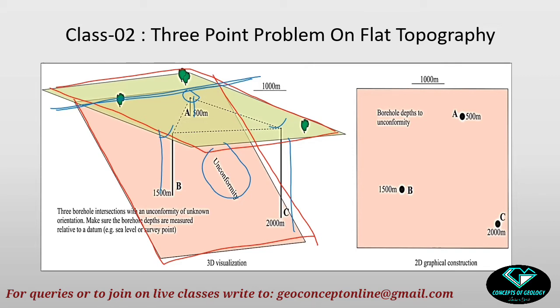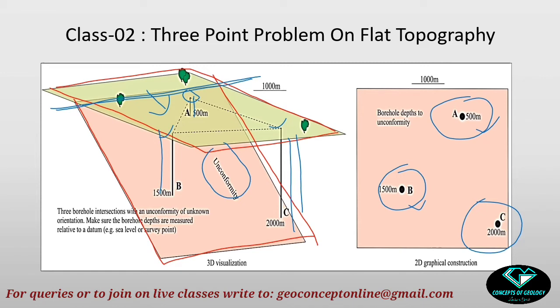Clearly, as the unconformity is dipping in this direction, the C borehole has to be drilled up to the maximum depth. Now I have prepared a map view for this area, and on the map view I have 3 points A, B and C, and the depth values of the boreholes done at A, B and C are written here. So these are my 3 data on 3 points, and with the help of these we are going to find out the attitude of the unconformity.